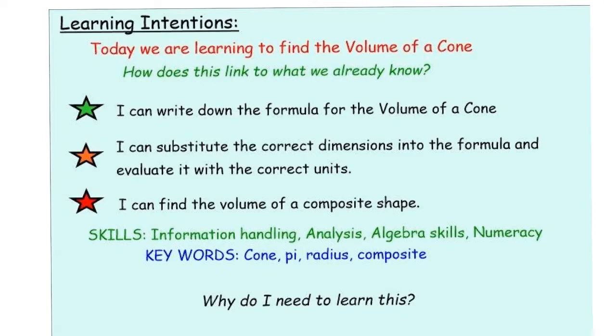And we might go on and look at finding the volume of a composite shape as well, which is two shapes stuck together. So that's a keyword. Composite means two or more things put together. Cone, you're sort of familiar with a cone. If you imagine an ice cream cone, it has a circle on the bottom, or a traffic cone, and pi and radius you're familiar with already.